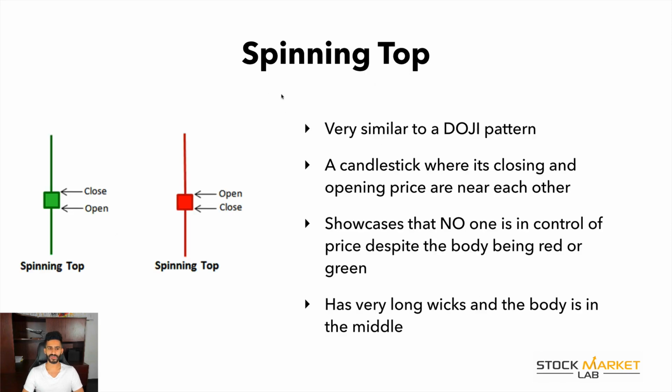Now, another one we have is called a spinning top. This is very similar to a doji pattern if you look at this. It's a candlestick where its closing and opening price are near each other. This showcases that no one is in control of price despite the body being red or green. The body can be red or green, it doesn't mean anything. It still means no one is in control. This has very long wicks. These are the wicks, once again. Very long wicks, and the body is in the middle, and the body is usually small.